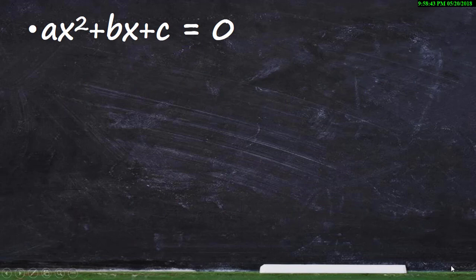Let us say the general format of a quadratic equation is ax square plus bx plus c is equal to 0. Now we have to find out the discriminant.